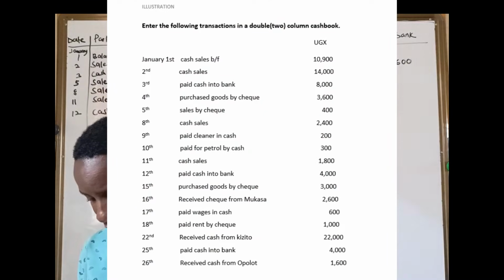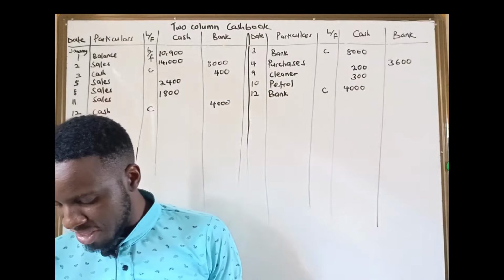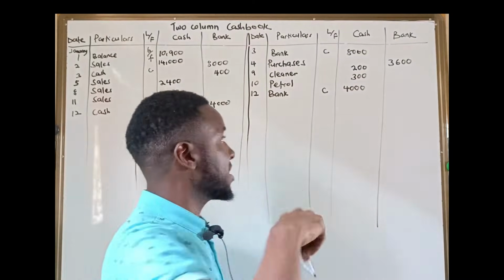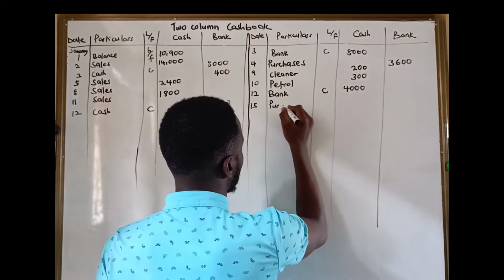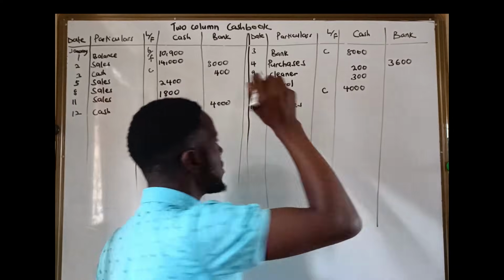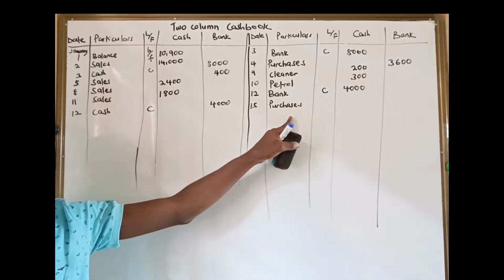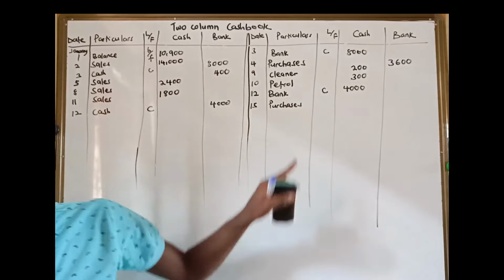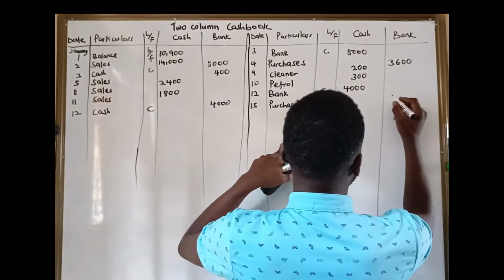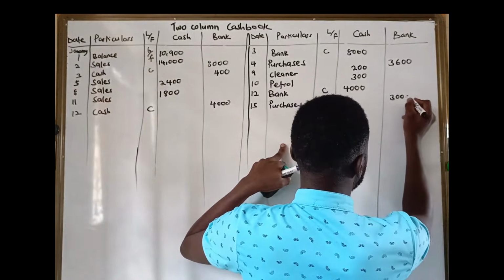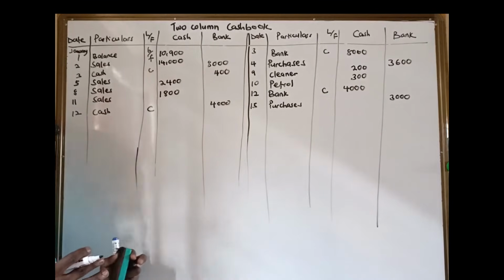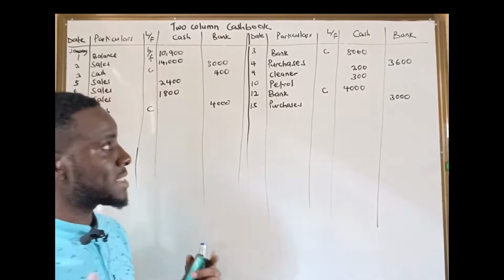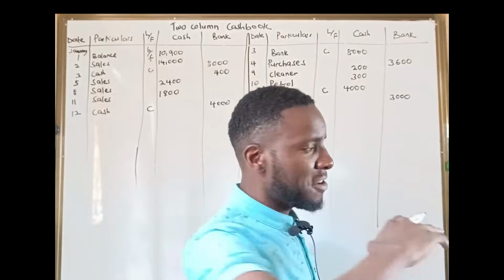So our next transaction, it says purchased goods by check worth 3,000. Purchased goods by check. This is the 15th. So on the 15th, we have purchases. But they're saying we purchased goods by check. They are worth 3,000 shillings. Yes. So we come to the bank side and we say 3,000 shillings. So that's how we do the cash book, and that's how it flows. It's very, very easy.